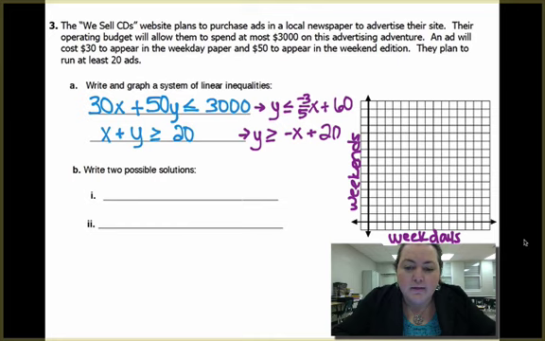Label my axes. And again, I'm counting by 10, so I'm going to go up to 60, down 3 over 5. And then I'm going to go up to 20 and down 1 over 1. I'm going to shade in between. And then write 2 possible solutions.